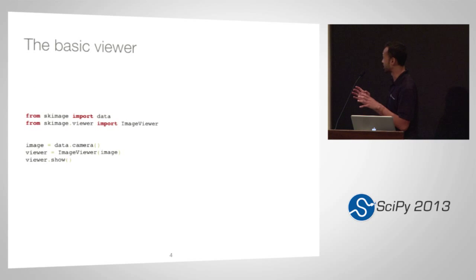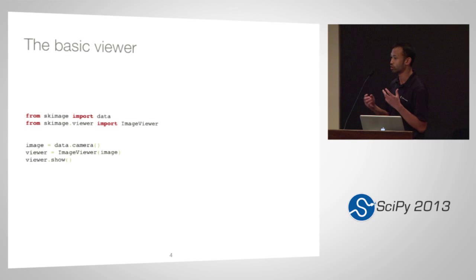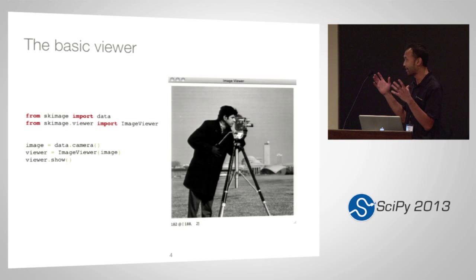So the basic view is really simple. You just basically pass an image to the image viewer and call show, and you get something that looks like this, which is not that amazing.